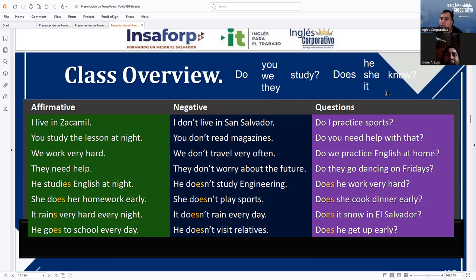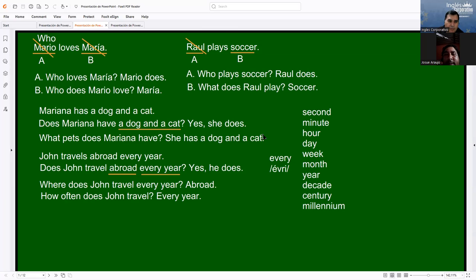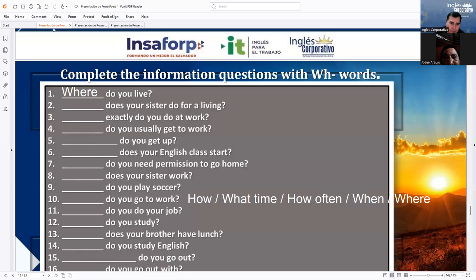¿Y cómo saber dónde poner el do y el does? Do, does, ¿dónde ponerlo? Si es pregunta, va al principio. Y lo que estábamos viendo ahorita, se fija que va siempre antes del sujeto.